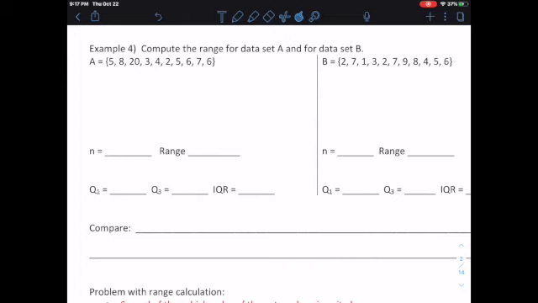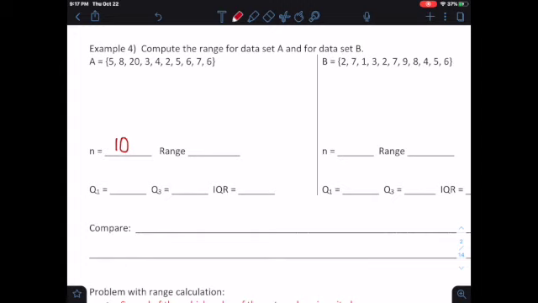Example number 4: compute the range for data set A and for data set B. I also am asking you to figure out the first quartile, third quartile, and IQR, and we're gonna compare them. Okay, so here we go. Remember, the little n stands for the sample size. How many samples are there? If you count, that should be 10.